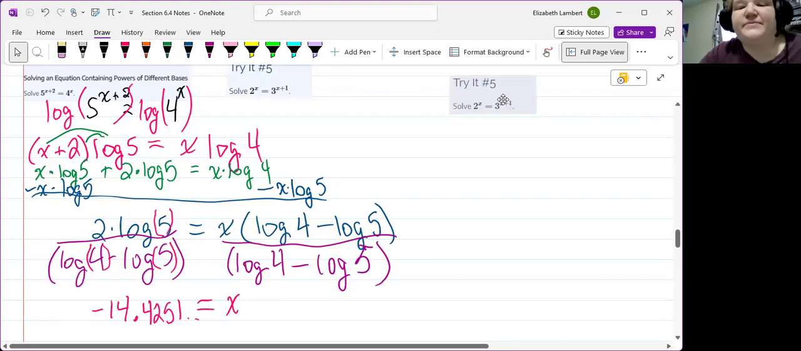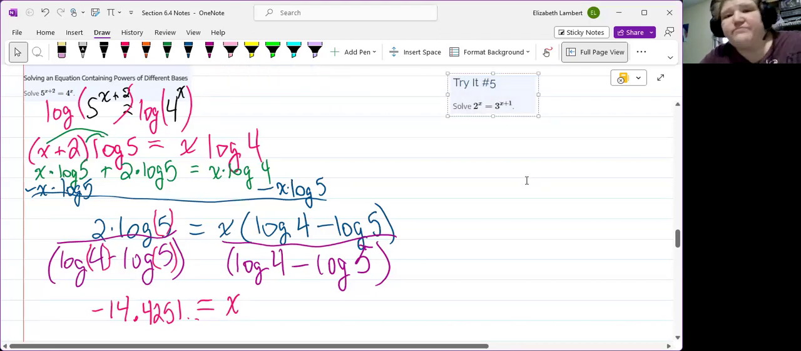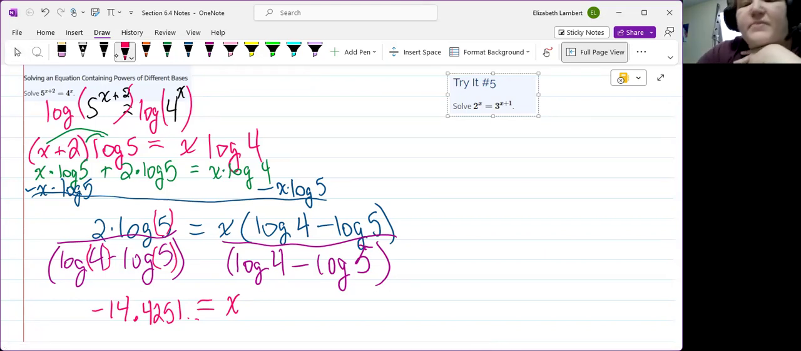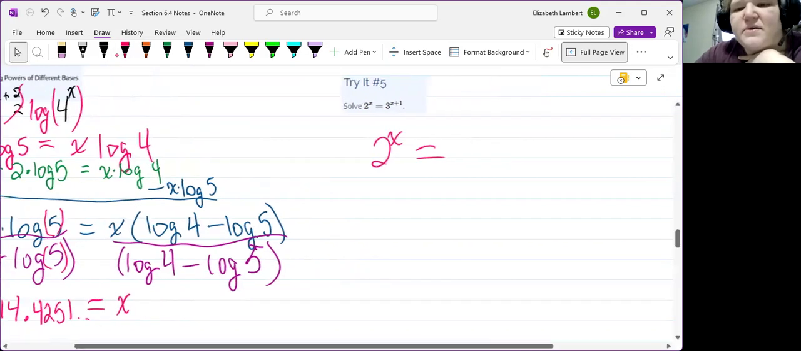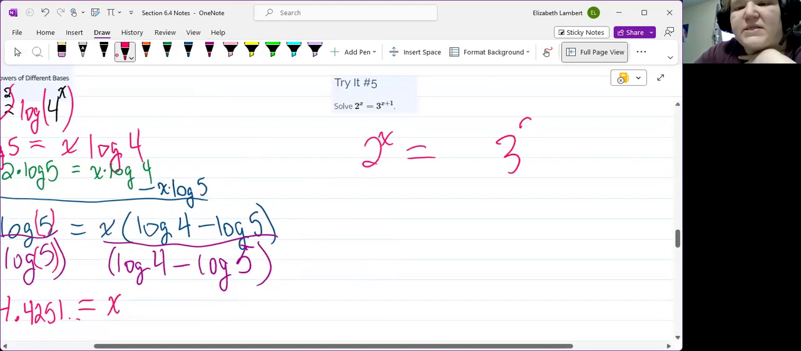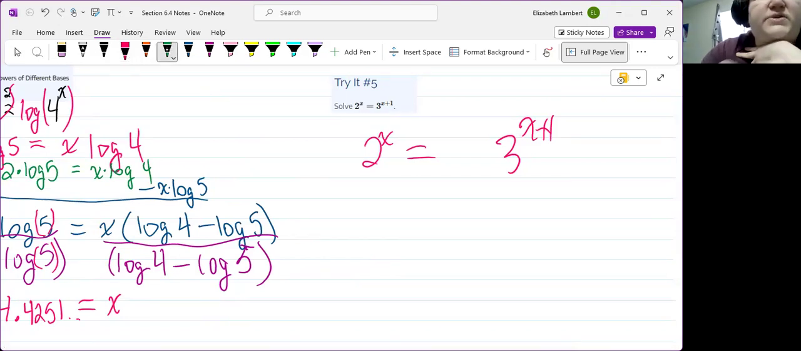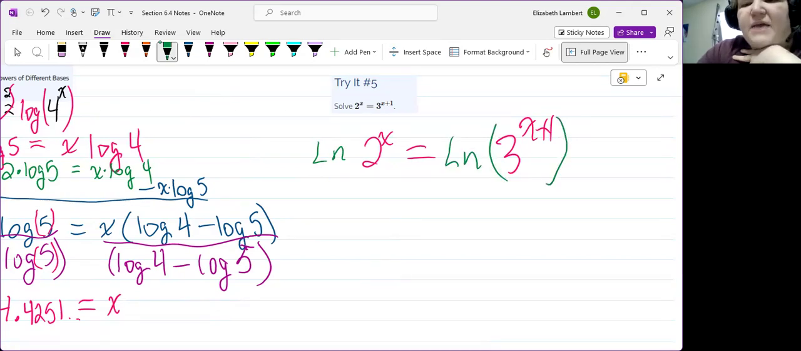All right. Same song, second verse. So I've got my 2 to the x and 3 to the x plus 1. Let's go ahead and use a natural log this time, just so you can see the way I write both of them. There are times where we will choose natural log because the problem has an E. Some people just choose natural log because they like it.